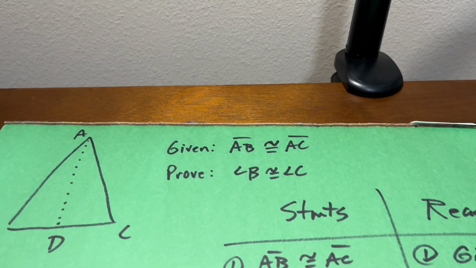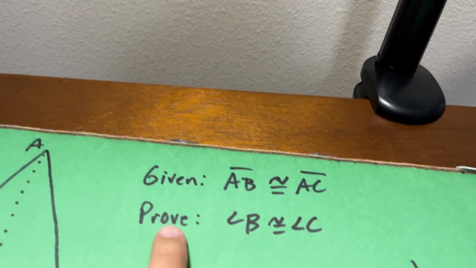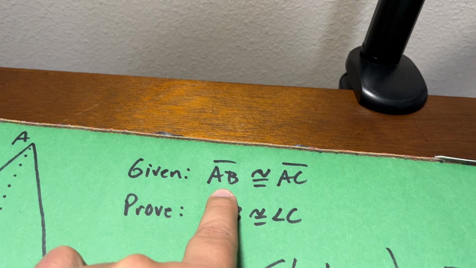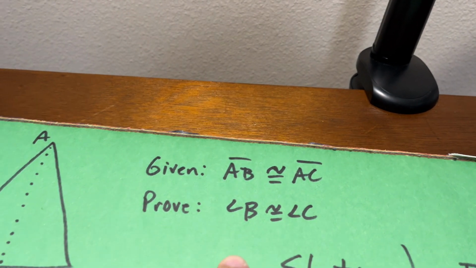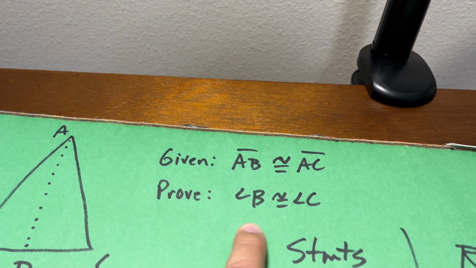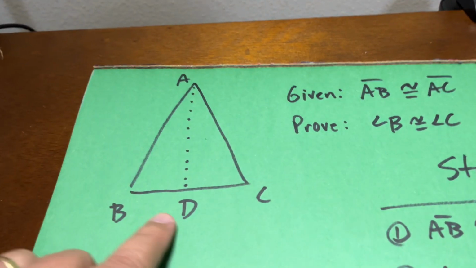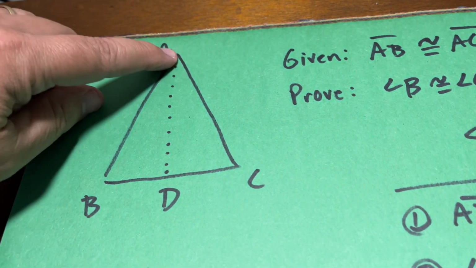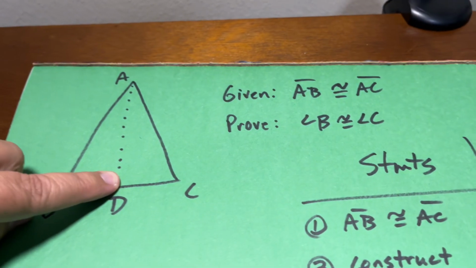All right, let's do a little geometric proof. Given that segment AB is congruent to segment AC, we're going to try to prove that angle B is congruent to angle C. So I have this drawing, this triangle ABC. I'm going to end up drawing this little bisector here.